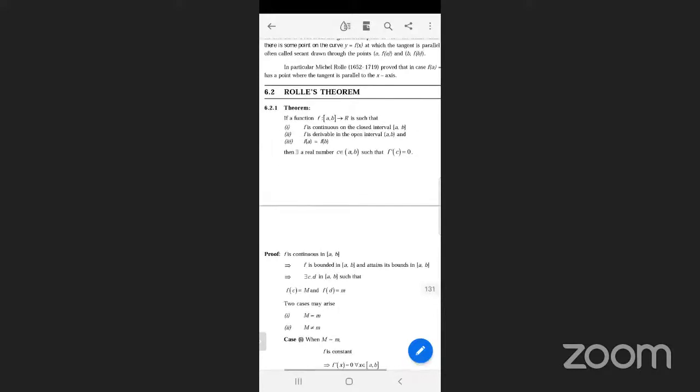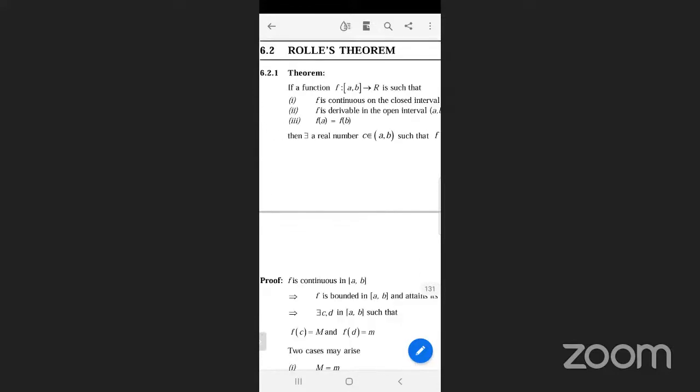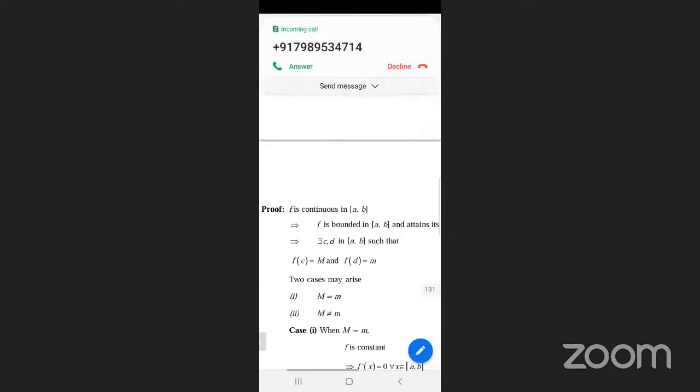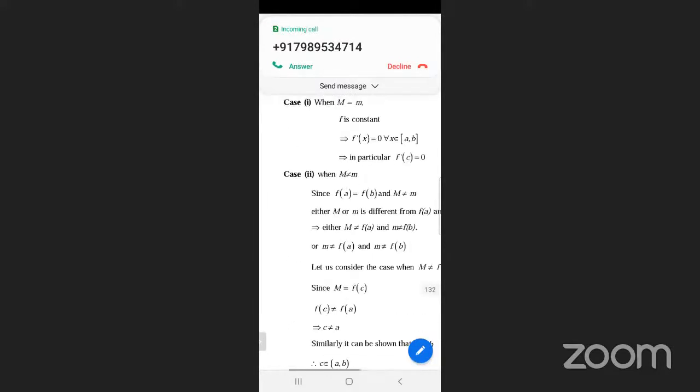Small m not equal to f(a), or small m not equal to f(b). Therefore let us consider, choose m not equal to f(a) and m not equal to f(b). From this we will get m equal to f(c).